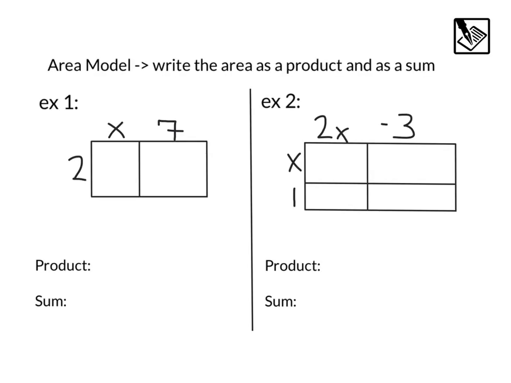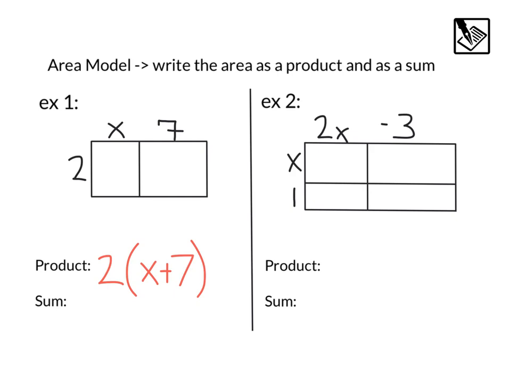To help us out a little bit with multiplying polynomials, we're going to be making area models. Here we've got two rectangles. They both have a width of 2, and we've got a length of x and a length of 7. So if we were going to find the area of this, we would do 2 times x plus 7, because this whole length here is x plus 7. That would be written as a product.